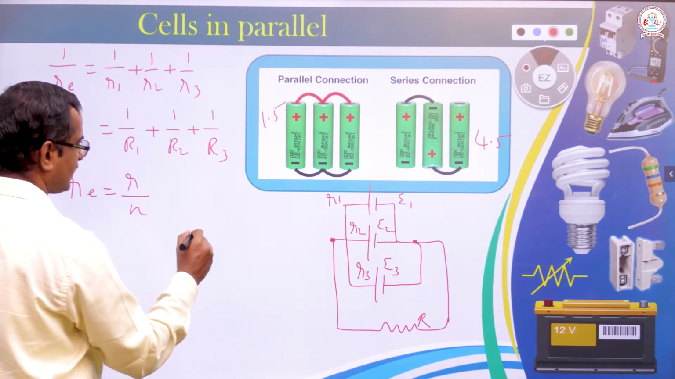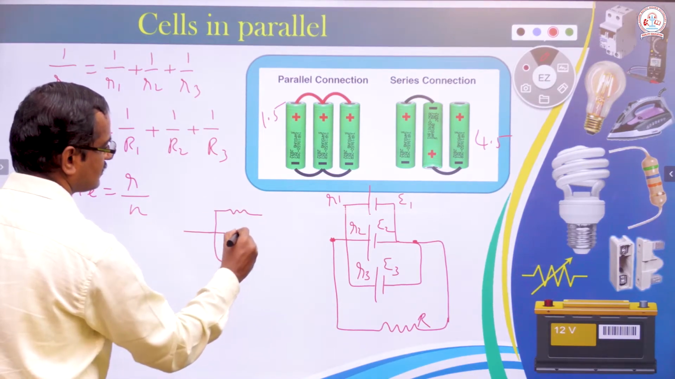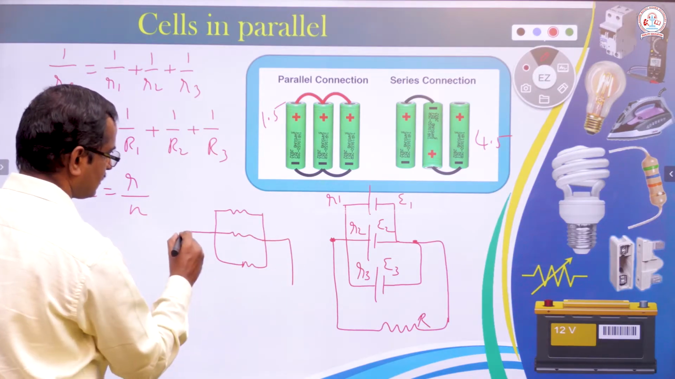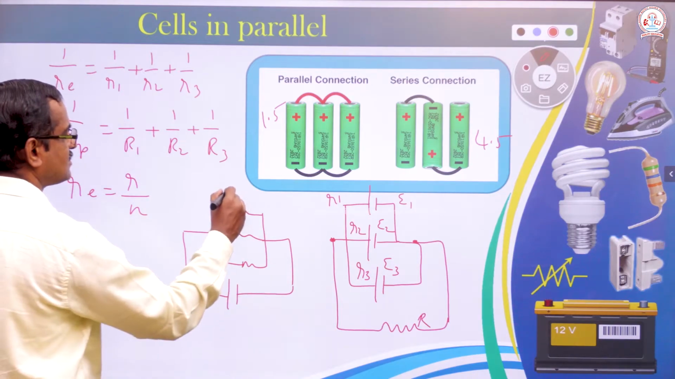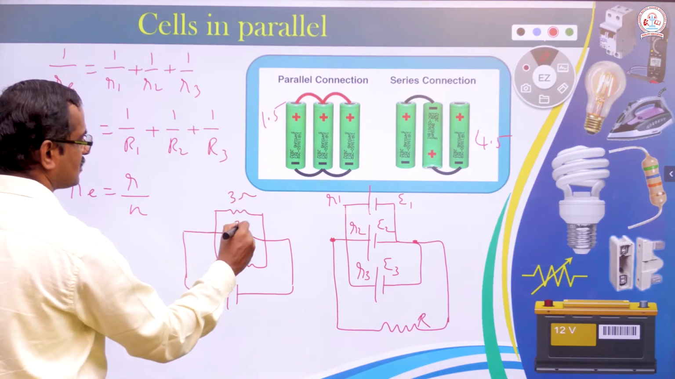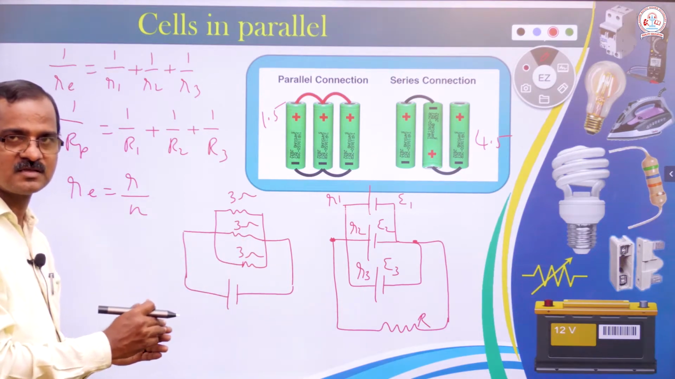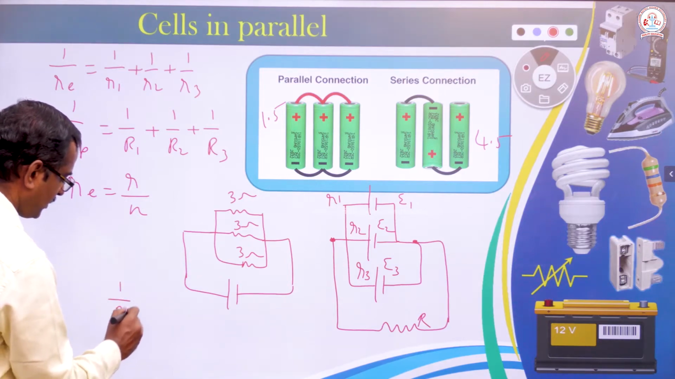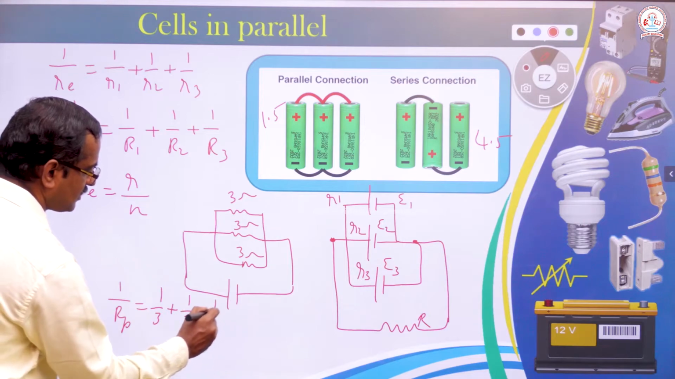Three resistors are connected in parallel like this. Each is 3 ohm, equal resistance. In that case, what can we write? We can write 1 by Rp equal to 1 by 3 plus 1 by 3 plus 1 by 3.